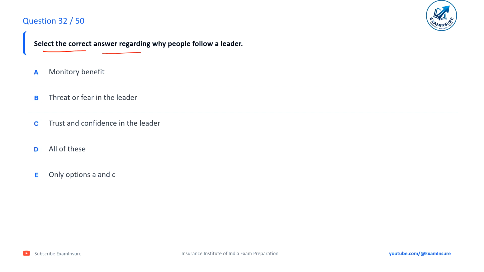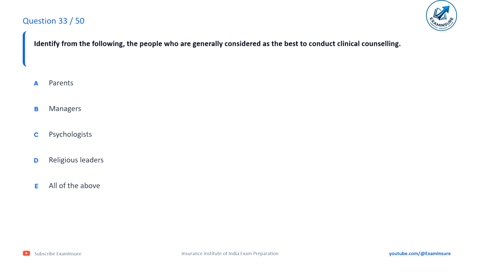Select the correct answer regarding why people follow a leader. People किसी लीडर को क्यों फॉलो करते हैं? Monetary benefit, threat or fear in the leader, trust and confidence in the leader, all of these and only option A and C. So here trust and confidence in the leader, that is why the people will follow a leader.